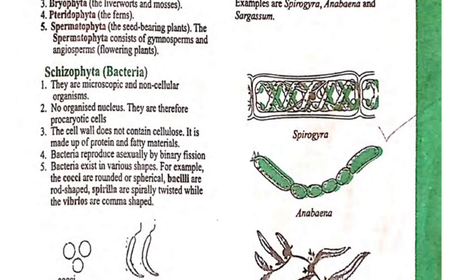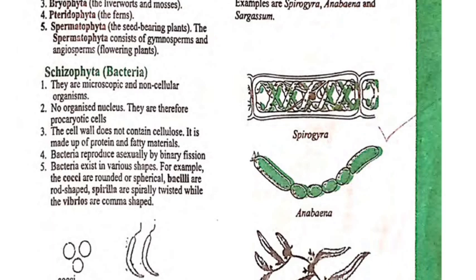Now we have prokaryotic and eukaryotic cells. Prokaryotic cells are those that lack membrane-bound organelles, while eukaryotic are those that possess membrane-bound organelles. So in the case of Schizophyta, for example bacteria, their nucleus does not have a nuclear membrane. Right? Their nucleus is localized in the cytoplasm.